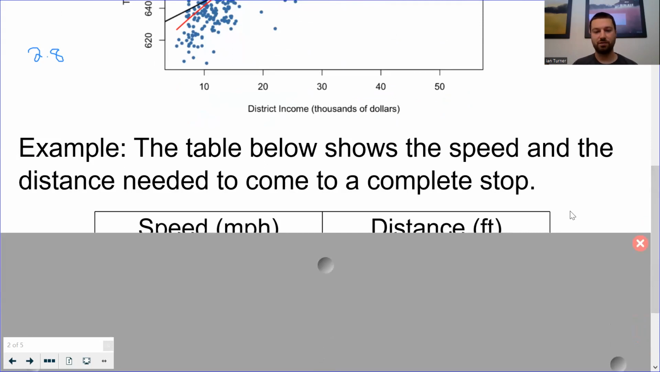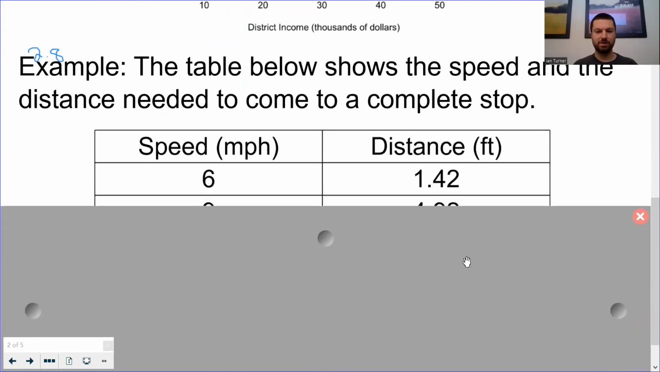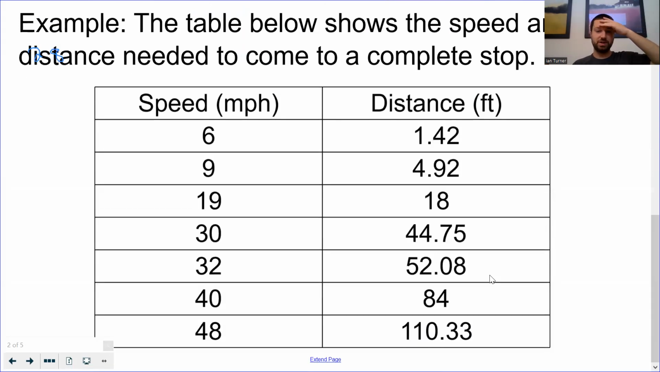Okay, so let's do an example. And again, we're going to go back and forth between this and the calculator here. So I might need a piece of paper. Okay, so the table below shows the speed and the distance needed to come to a complete stop. So we have speed in miles per hour and we have distance.